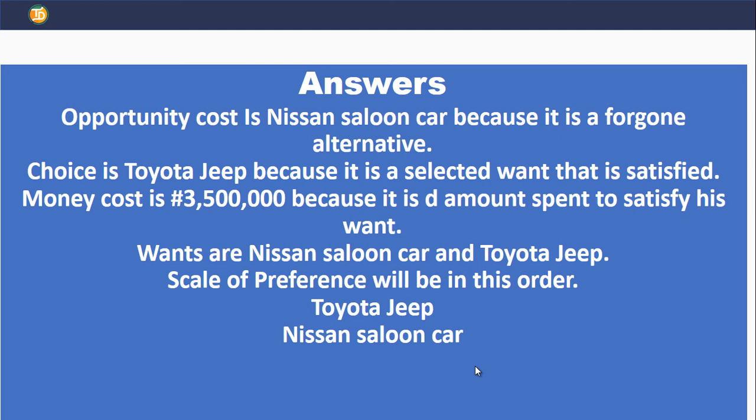Number four, wants. His wants are Nissan saloon car and Toyota Jeep because they are the things he has in mind to satisfy. Then, if you are to prepare a scale of preference for the man, scale of preference is the arrangement or listing of wants in order of priority, which means that between Toyota Jeep and Nissan saloon car, Toyota Jeep happens to be the important want. So it will come first, followed by Nissan saloon car. So this is the way his scale of preference will be.